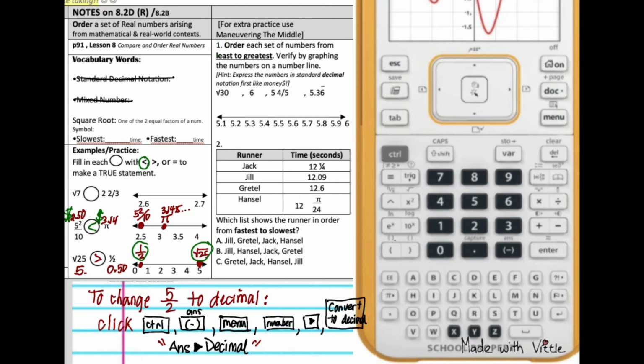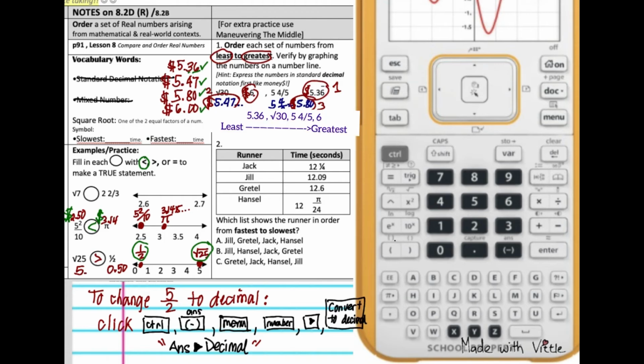Order each set of numbers from least to greatest. Verify by graphing the numbers on a number line. I have a hint here. Express the numbers in standard decimal notation first, okay? And then think of them like money. Compare them like money. Which one is the least one? We're going to want the least first, then go into the greatest. Now comparing their place values, the whole numbers, the smallest is, of course, the 5 compared to the 6. But you have to look now for the numbers behind the decimal point and compare them by place values. This is now from least to greatest.